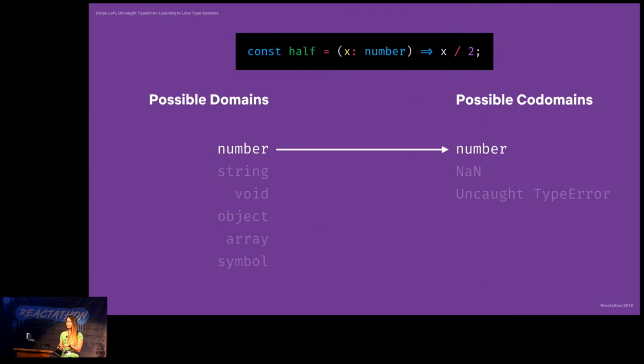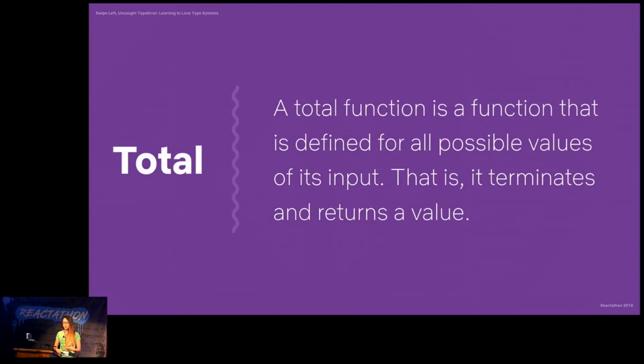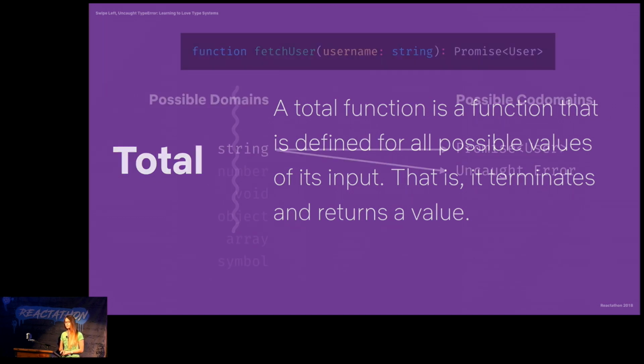So now, with a type annotation, if we restrict the domain of this function to only accepting numbers, then the only possible codomain for this function is numbers. And at compile time, this function is total, and it should never be undefined or throw exceptions. But what is a total function? It seems pretty obvious, but a function that is total is defined for all possible values of its inputs, which means that it always terminates and it always returns a value, never undefined or exceptions.